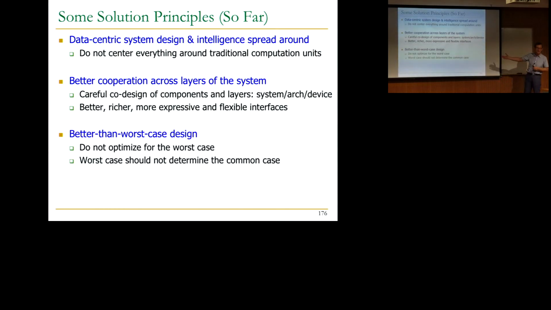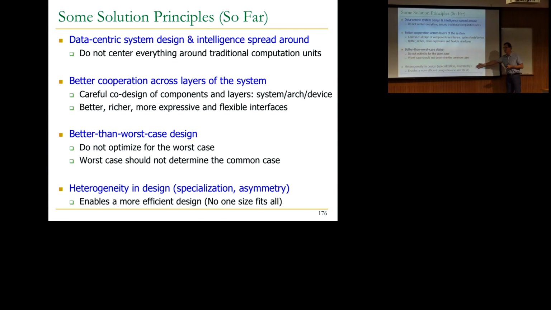Better than worst case design. Today we've talked a lot about that. Basically, we are optimizing for the worst case in latency and maybe also power. We still need to understand that. And maybe also voltage, right? And worst case is really determining the common case operation. But maybe we should really revisit that. We've been doing that a lot in the, again, processor design space, but we need to do more in the memory design space also.